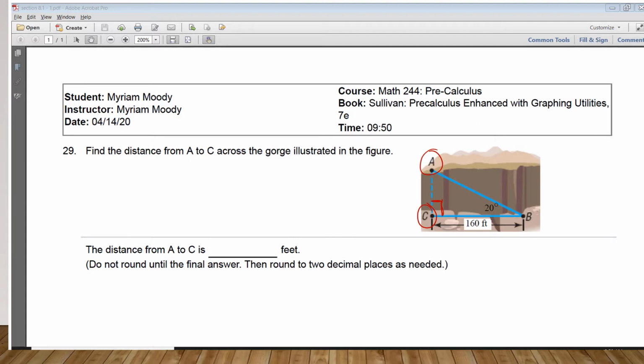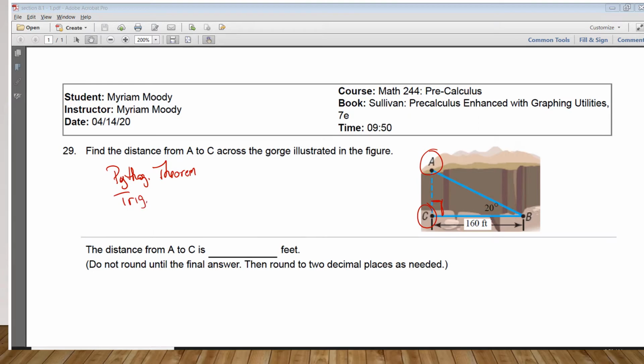So here's the deal. When you deal with a right triangle, there's two things that you can work with. You can either work with the Pythagorean theorem, or you can work with the trig part of it.